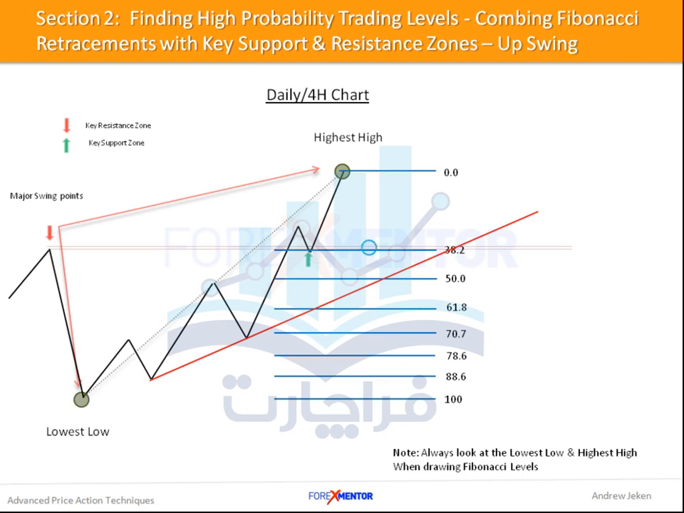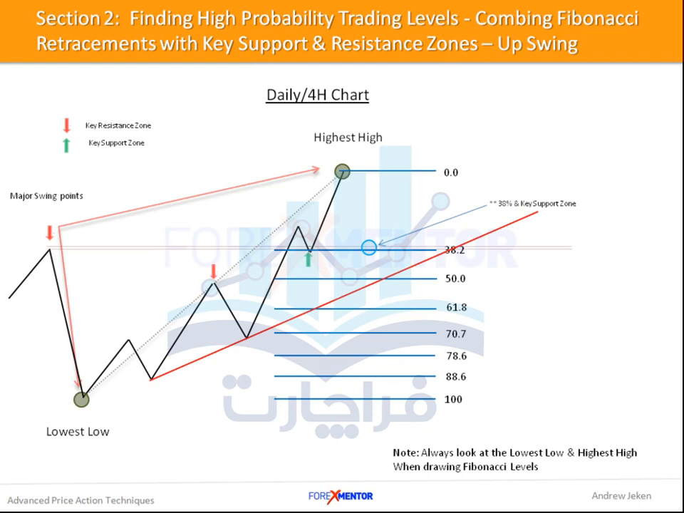What else do we have? Well, if we look closely, we have confluence of a 38% retracement with a horizontal support and resistance level. Here's your 38 and your support zone.